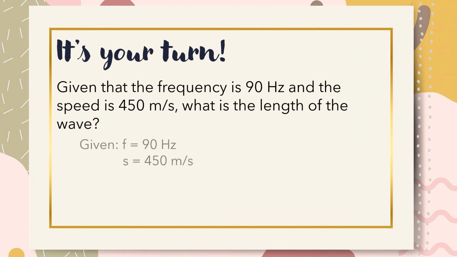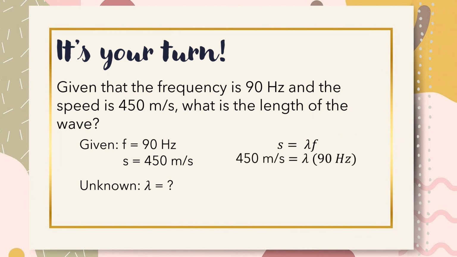Let us start with the given. We have frequency is equal to 90 hertz and speed is equal to 450 meters per second. Step 2, we are looking for the unknown. And in this question, the unknown is wavelength. So wave speed, or S, is equal to wavelength times frequency. In symbols, that's S is equal to lambda times F. Let us now substitute the values.